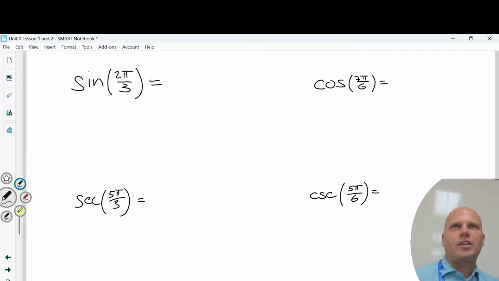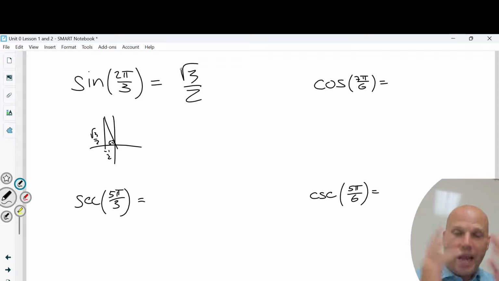If I'm asked what's the sine of 2 pi over 3, I don't think about coordinates. I think about triangles. I say 2 pi over 3 is here. It's 1 pi over 3 away. It creates that 60-degree tall triangle. I understand that I'm going to the left. I'm going up. Sine is opposite: root 3 over 2.